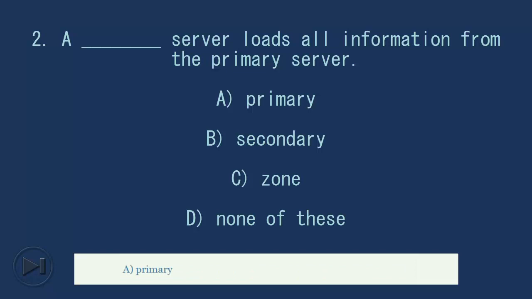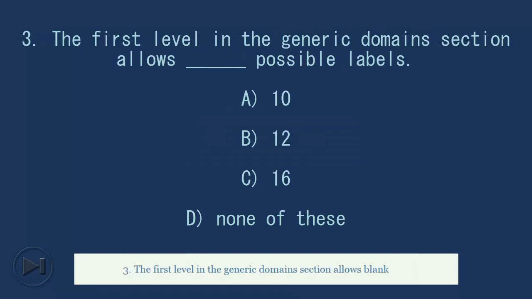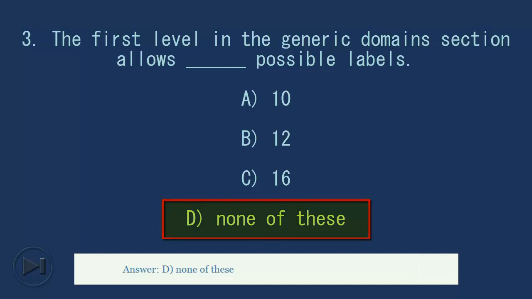2. A blank server loads all information from the primary server. A. Primary. B. Secondary. C. Zone. D. None of these. Answer, B. Secondary. 3. The first level in the generic domain section allows blank possible labels. A. 10. B. 12. C. 16. D. None of these. Answer, D. None of these.